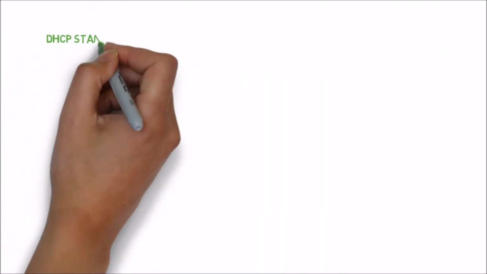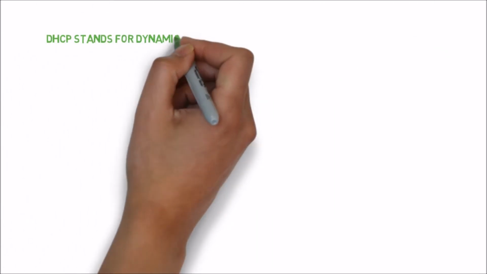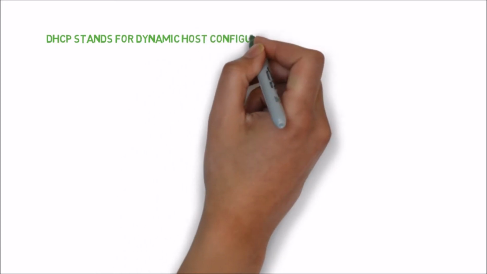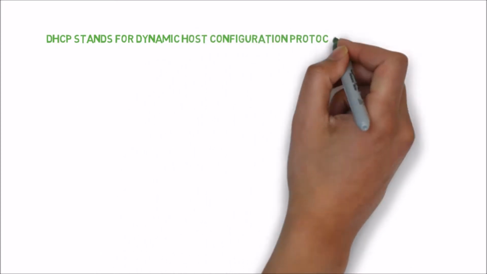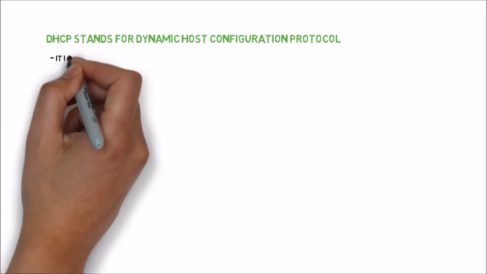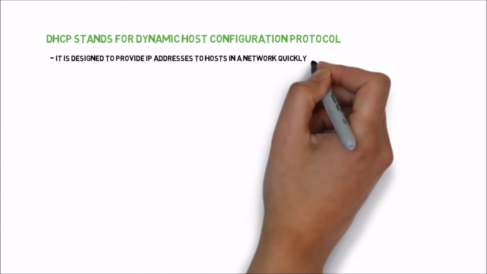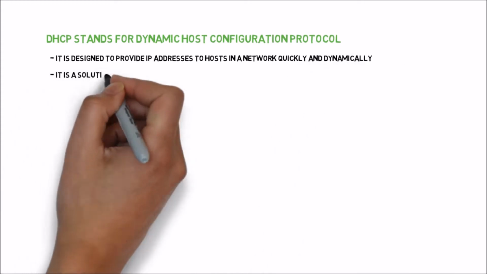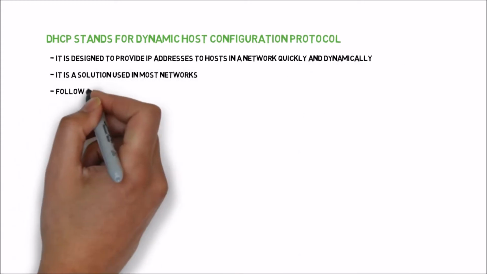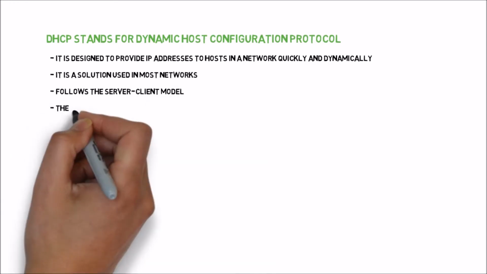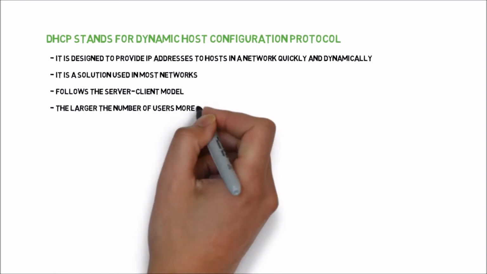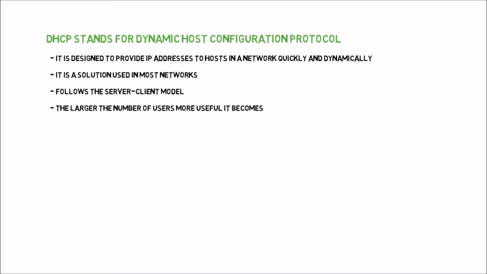So DHCP stands for Dynamic Host Configuration Protocol, and it has the following characteristics. It is designed to provide IP addresses to hosts in a network quickly and dynamically. It is a solution used in most networks. It follows the server-client model, and the larger the number of users, the more useful it becomes.